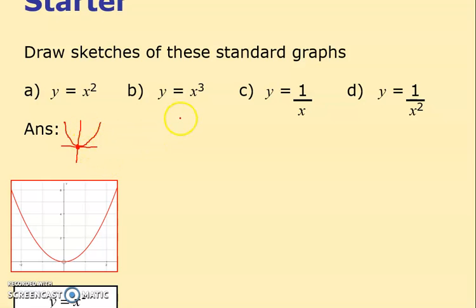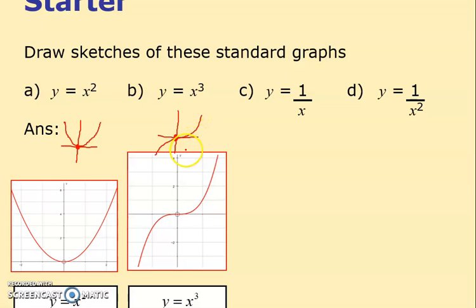Next one, y equals x cubed. Again, what I need at a very minimum is this: I should know it starts low, curves round, touches there, and then curves round. So the only place it hits is the origin, and that's the graph of y equals x cubed. Now, what does it look like? The official version is that.